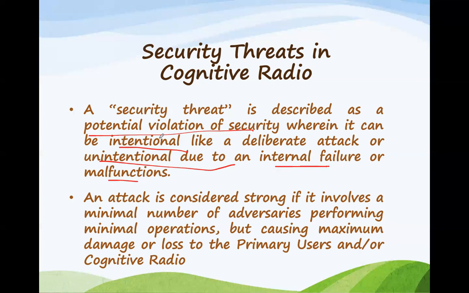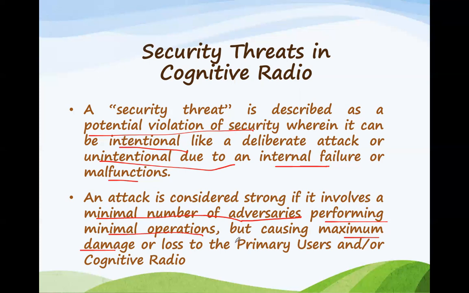When do you call an attack a strong attack? An attack is considered strong if it involves a minimum number of adversaries performing minimal operations, but at the same time causing maximum damage. When an attack is very strong, the system's operation gets interrupted. Hence, it needs to be avoided.